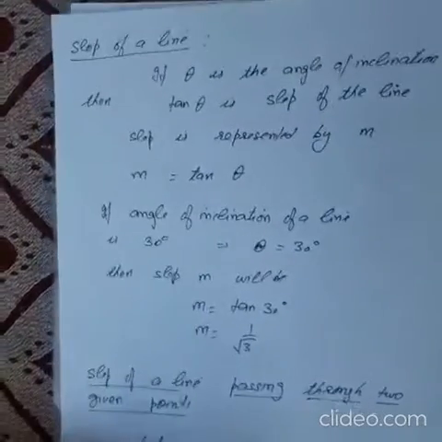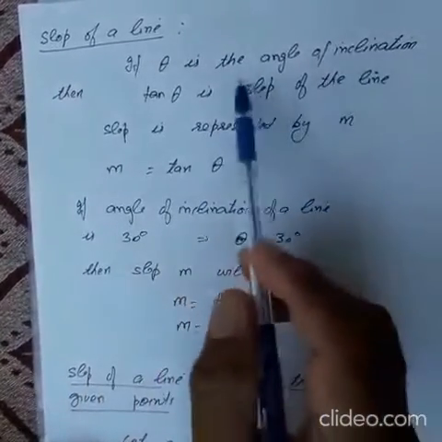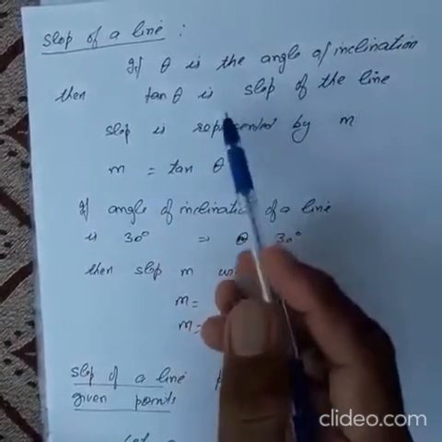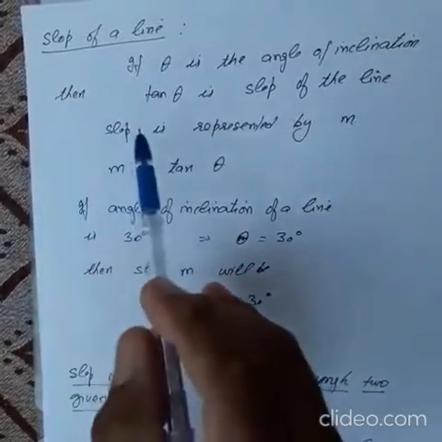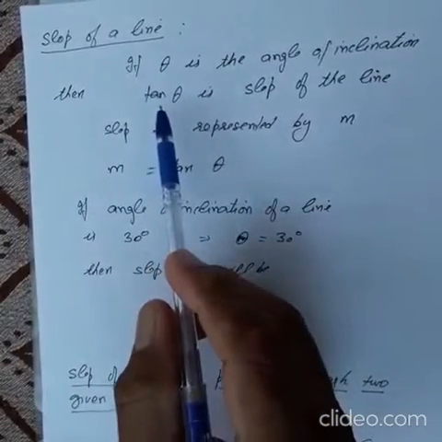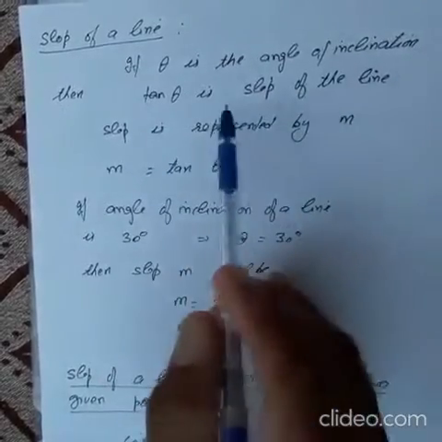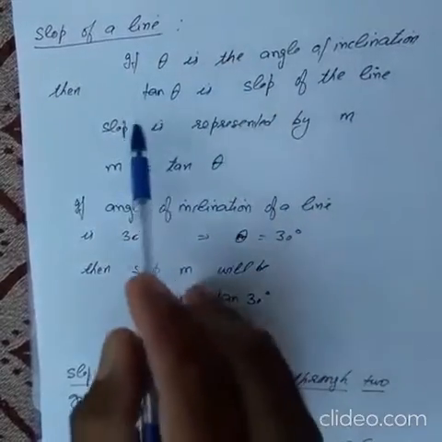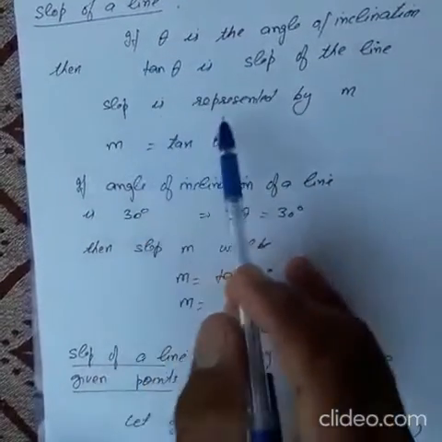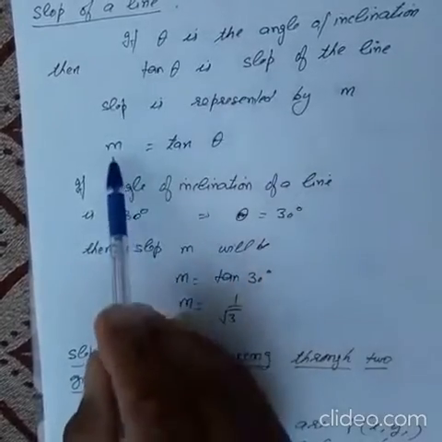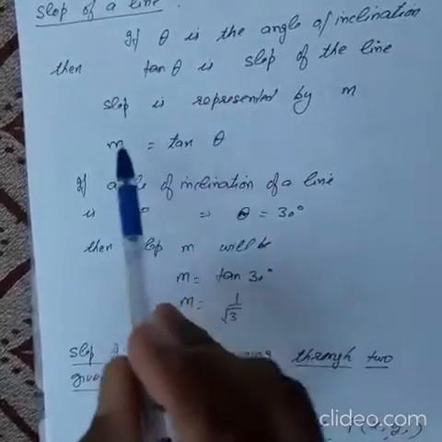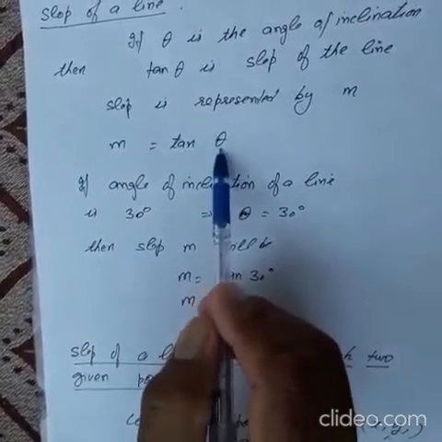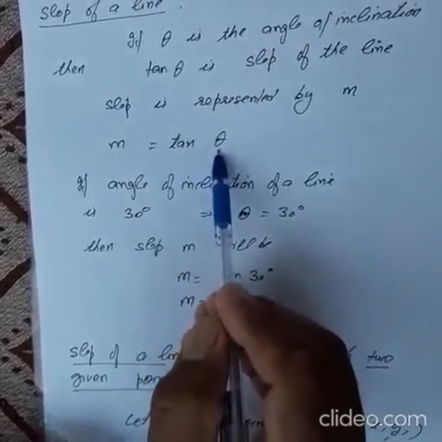Now we have the slope of a line. If theta is the angle of inclination, then tangent theta is the slope. Slope is the measure of how the line is inclined to the positive x-axis. Slope is represented by m. So m is tangent theta. So the slope of a line is represented by m, and if theta is the angle of inclination, then tangent theta is the slope.